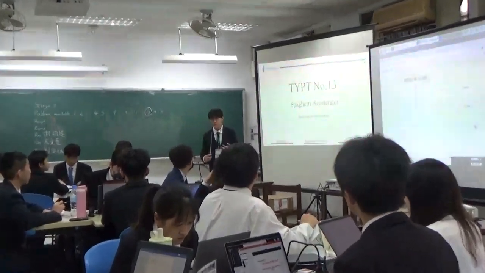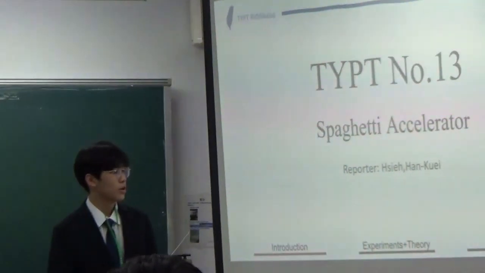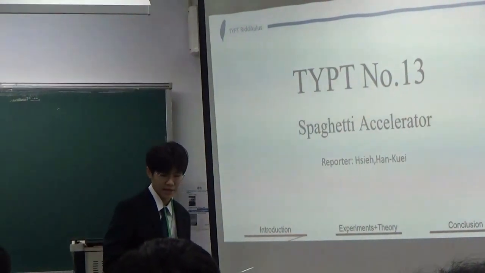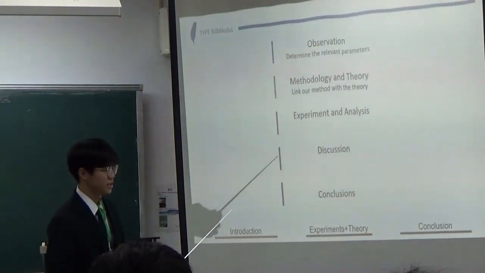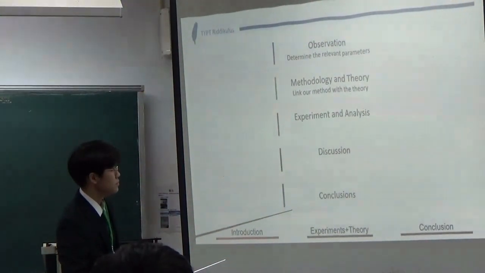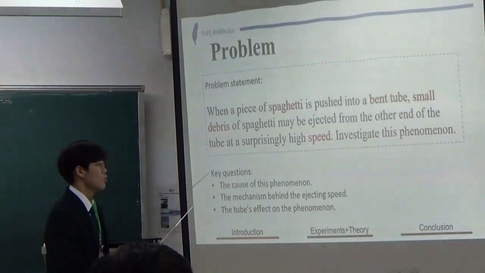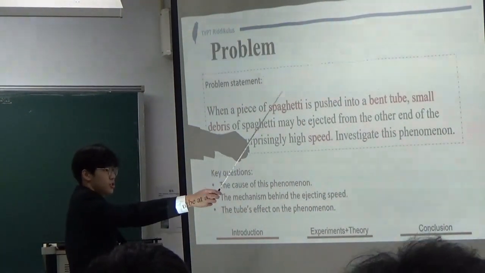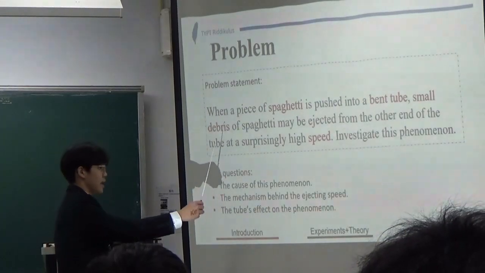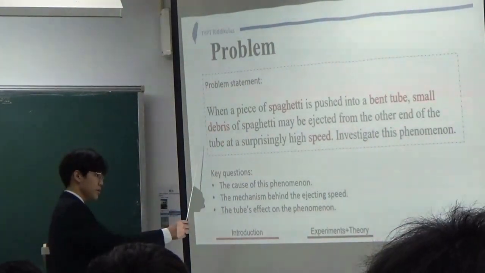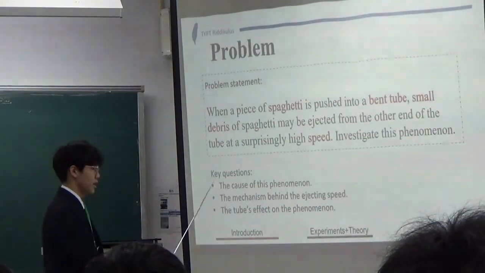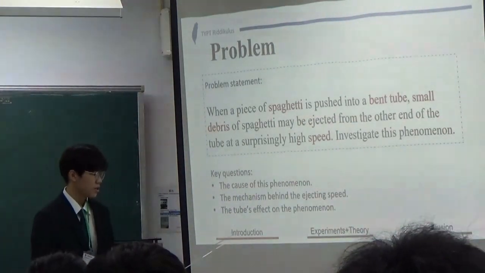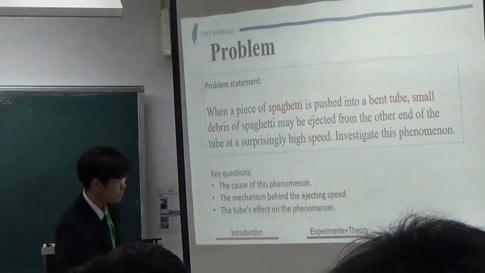Greetings, I'm Shehan Kui from Ridiculous, and I'm going to present the number 13 spaghetti accelerator. And now it's the outline of my presentation. And it's a problem statement. When spaghetti is pushed into the pen tube, small debris of spaghetti may be ejected from the other end of the tube at a rising high speed. So here are some key questions: the cause of the phenomenon, the mechanism behind the ejecting speed, and the tube's effect on the phenomenon.